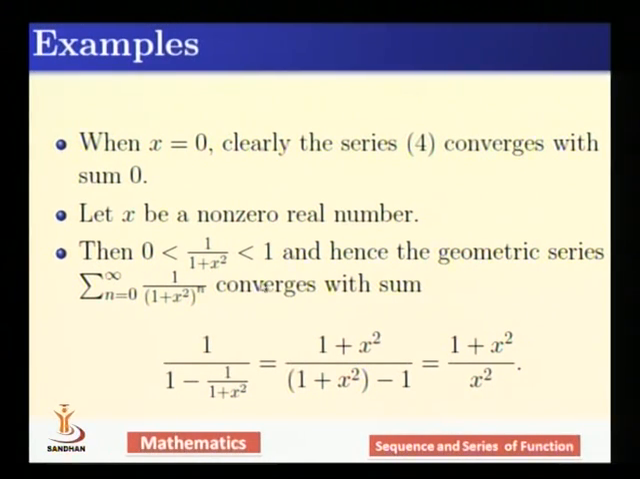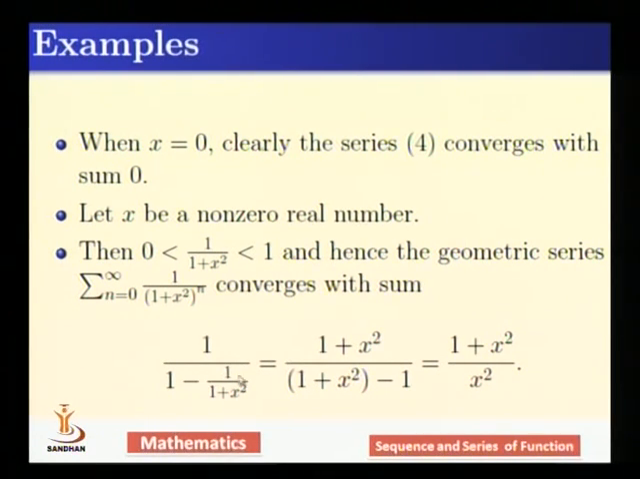And once you have this, the geometric series, say for example, the sum for n from 0 to infinity of 1 upon (1 plus x squared) to the power n, this geometric series converges. We know that if you have a series sigma x to the power n, when 0 is less than x less than 1, it converges to the sum 1 upon 1 minus x. So here our x can be considered as 1 upon 1 plus x squared. So this will converge with this sum 1 upon (1 minus 1 upon 1 plus x squared).